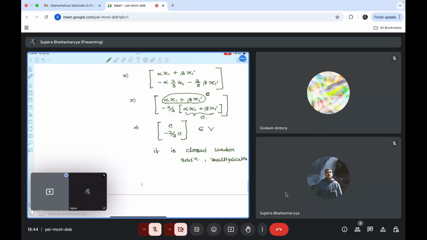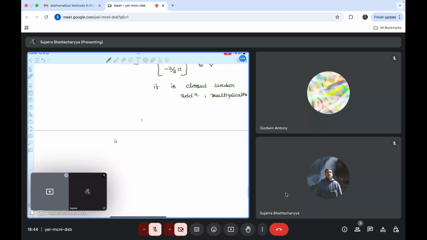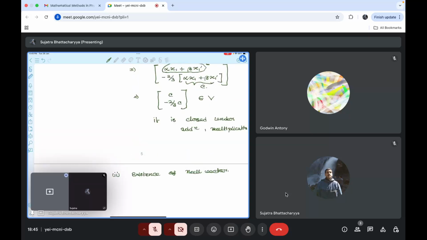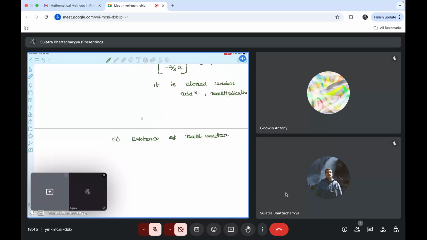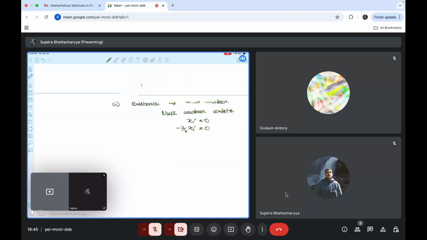Okay, this is done. Second is the existence of the null vector. So you can just show that. Okay, you can see that if C is 0, minus 2 by 3 C is also 0. So it's fine, it exists, no doubt about that. Just put any x1 dash equal to 0, then minus 2 by 3 x1 dash is also 0. Okay, so the null vector exists.